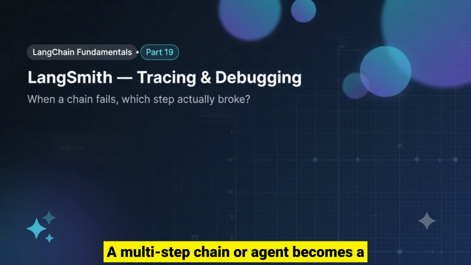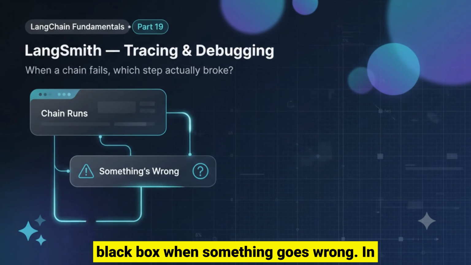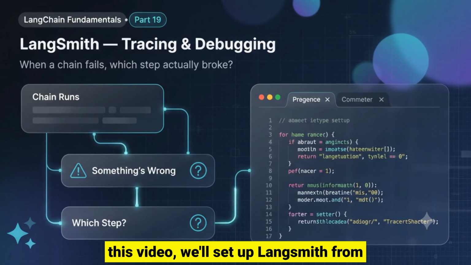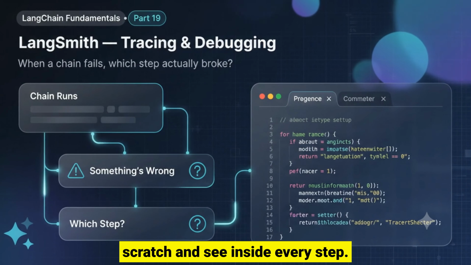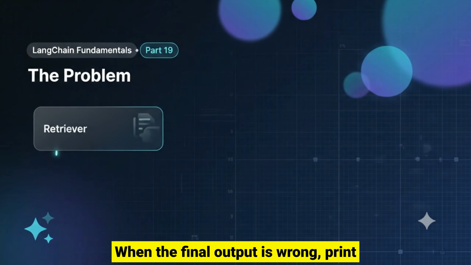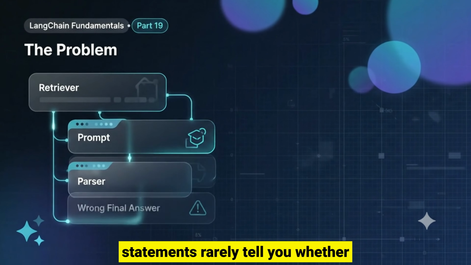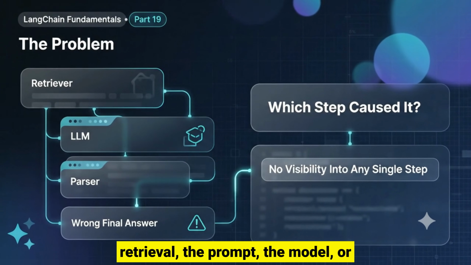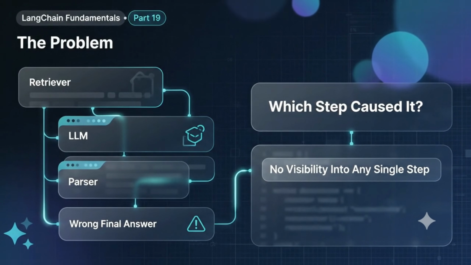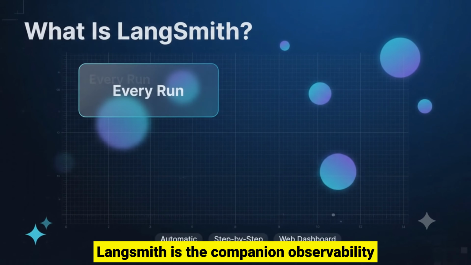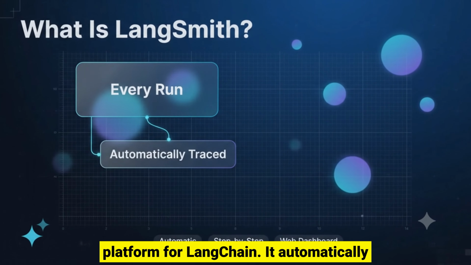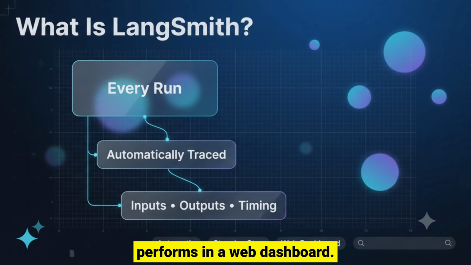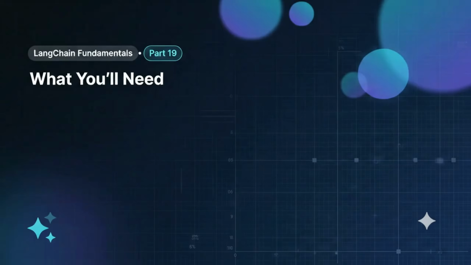A multi-step chain or agent becomes a black box when something goes wrong. In this video, we'll set up LangSmith from scratch and see inside every step. When the final output is wrong, print statements rarely tell you whether retrieval, the prompt, the model, or parsing caused the problem. LangSmith is the companion observability platform for LangChain. It automatically records every step your chain or agent performs in a web dashboard.